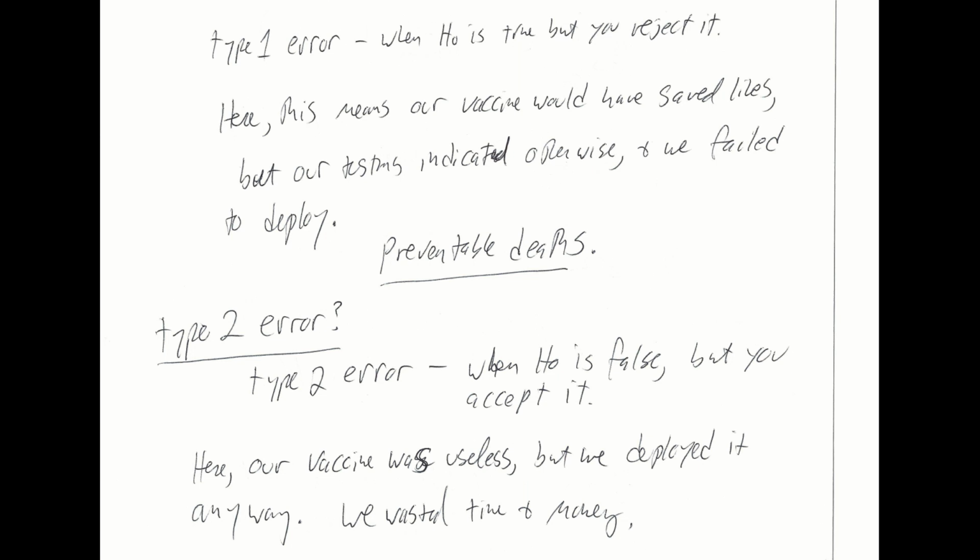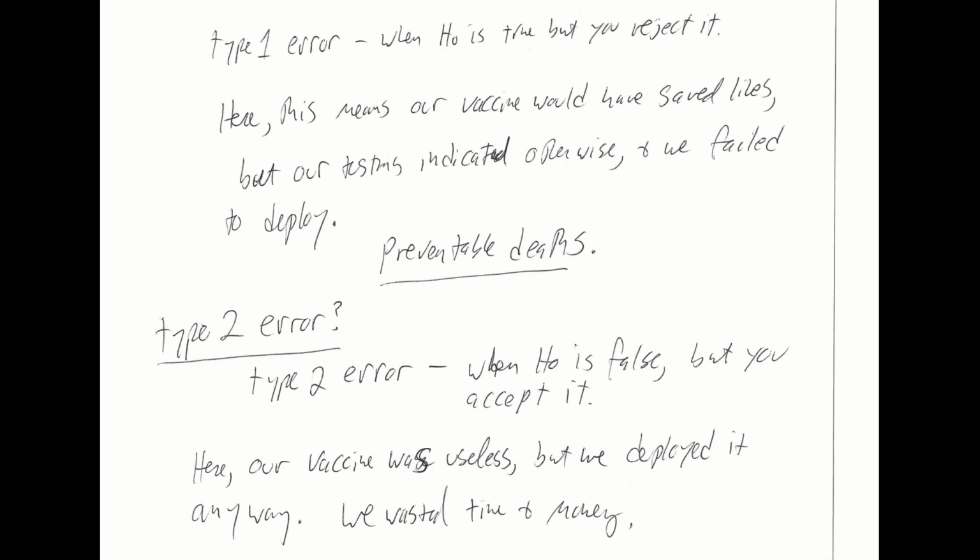If we make a type 1 error here, we will have had a good and working vaccine on hand, and we will have failed to deploy it because our statistical test of hypothesis led us to believe that it was not an effective vaccine. And this is generally the worst case scenario for public health workers. Preventable deaths, that is exactly what we are working to prevent, right? We're working to prevent the unnecessary loss of life in any way that we can. So this is sort of the nightmare scenario in a type 1 error here.